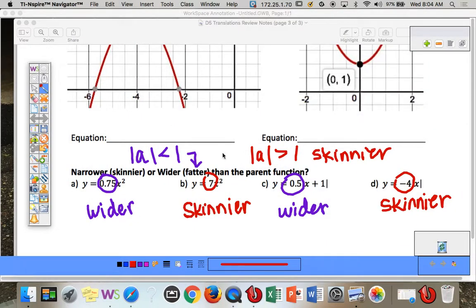So you can use your graphing calculator if you forget any of these rules. Okay, so today you're going to work on the review in class.